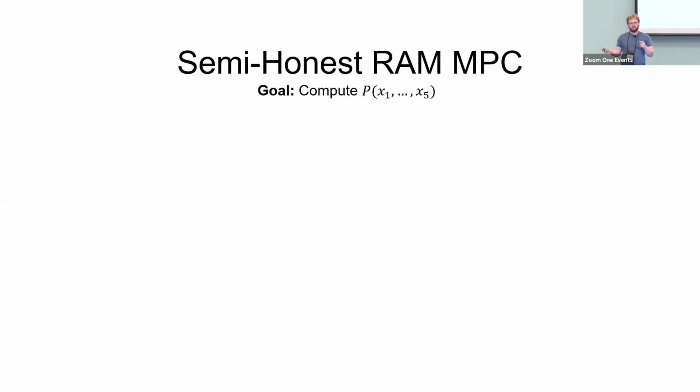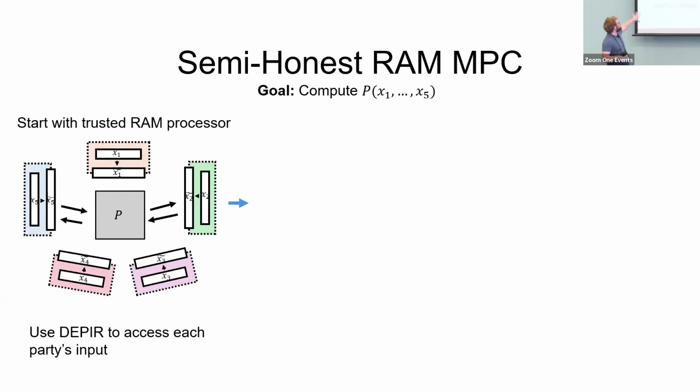And so just a very high-level idea of how our construction works: our goal is to compute a RAM program of many inputs. We start with a simplified model where we have a trusted RAM processor that is able to evaluate a RAM program in a trusted fashion. Each client will use deep here to preprocess their input. And then the RAM processor can access each client's input, or each party's input, and run the program.